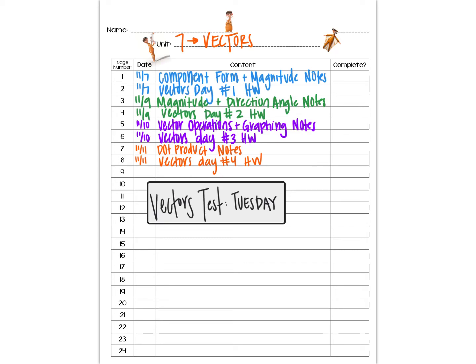Today we're going to be talking about dot product. We're going to be talking about what it is, what it looks like. We're going to be talking about how to perform operations with the dot product, and we're going to be talking about how to apply it to vectors.